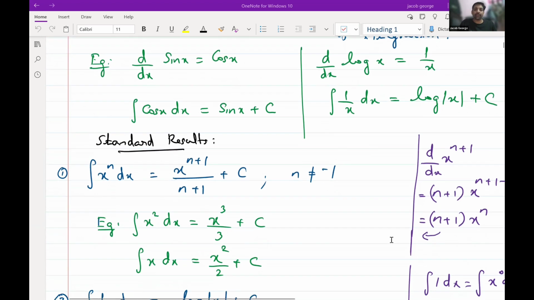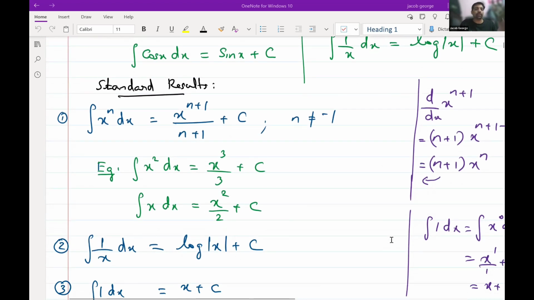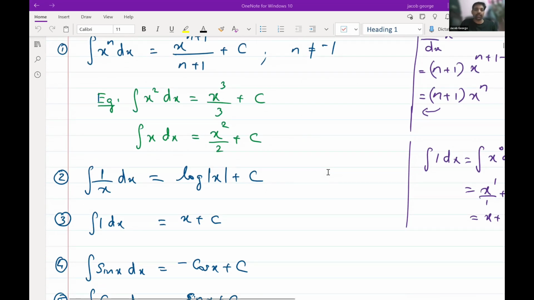And these are the standard results of integral. In between, if there is any doubt, you have to ask, okay? Integral of x raised to n dx is x raised to n plus 1 by n plus 1 plus c. Using this, integral x square dx is x cube by 3 plus c. Integral x dx is x square by 2 plus c. Integral 1 by x dx is log mod x plus c. Integral 1 dx is x plus c.